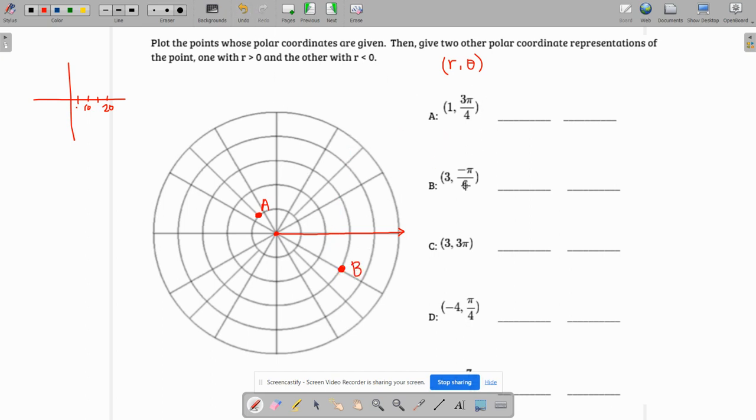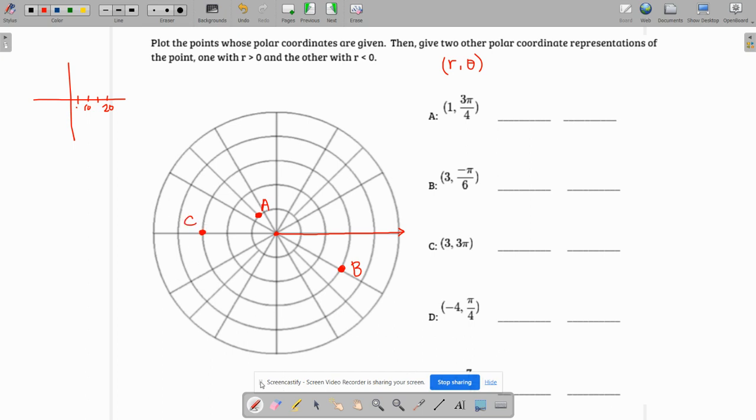Point C is 3, comma 3 pi. So our theta is 3 pi. And again, we're going to be on that third circle. So here's our third circle. This would be 1 pi and then 2 pi, which means 3 pi would be over here.